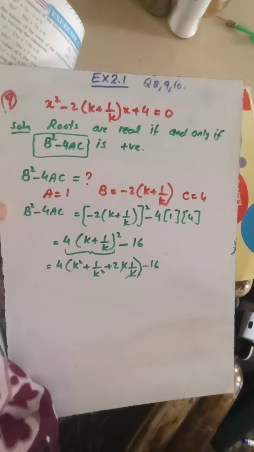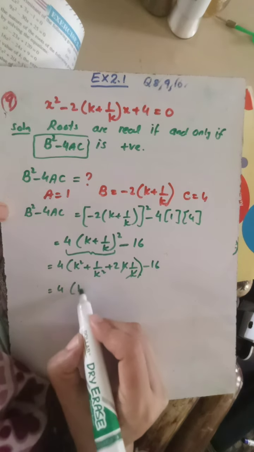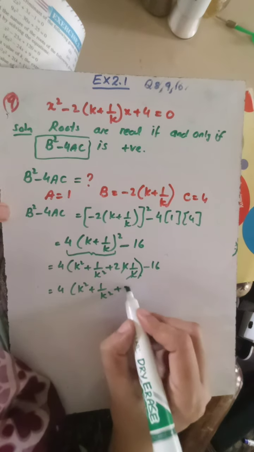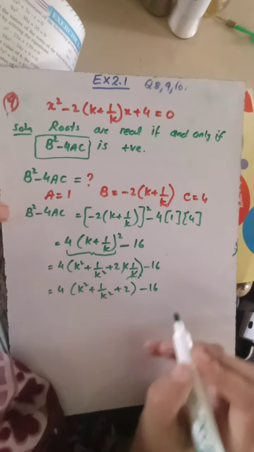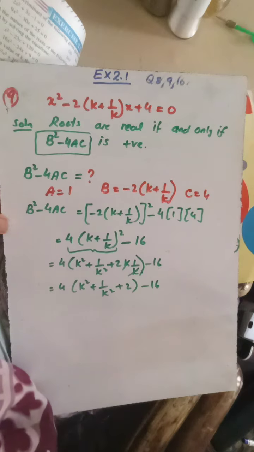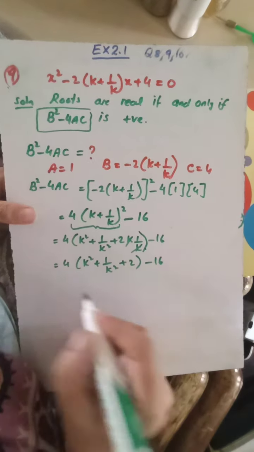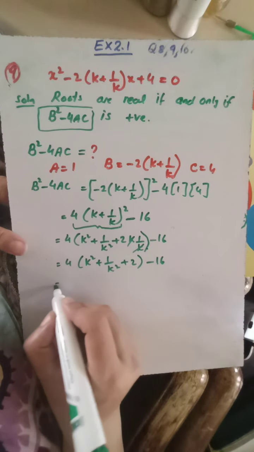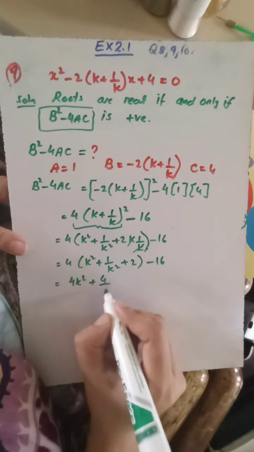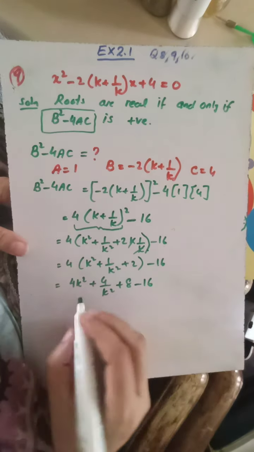After opening this bracket, what do we get? 4 k square plus 1 over k square plus 2 minus 16. So what we were doing, this is 4 k square plus 4 over k square plus 8 minus 16.